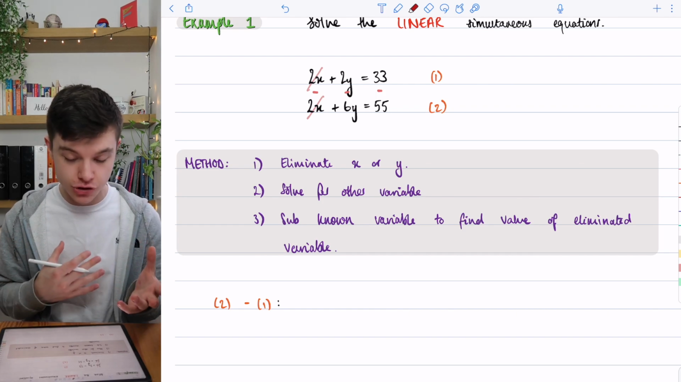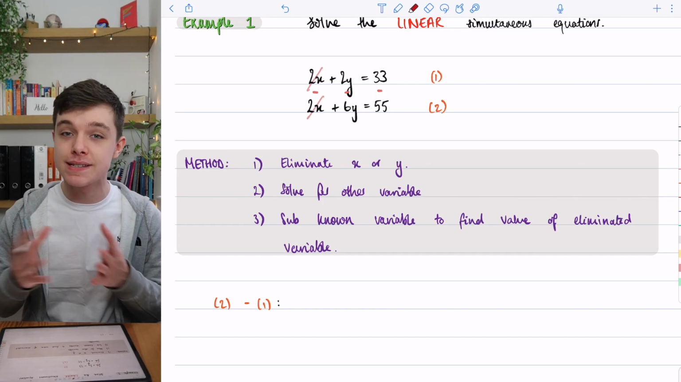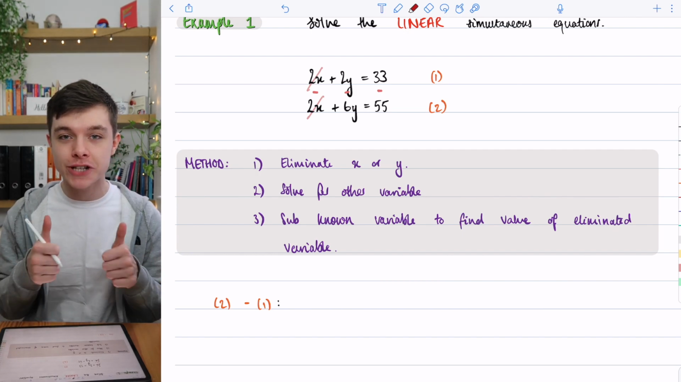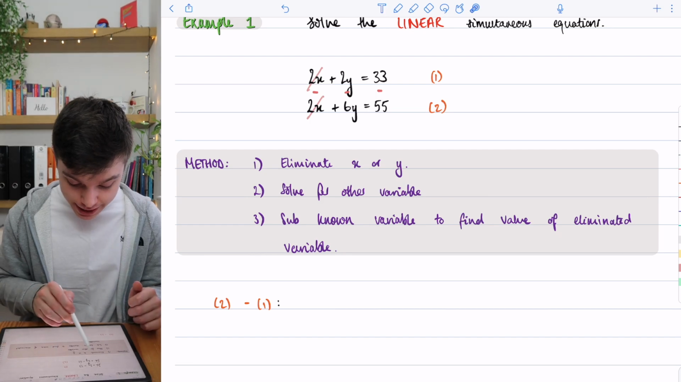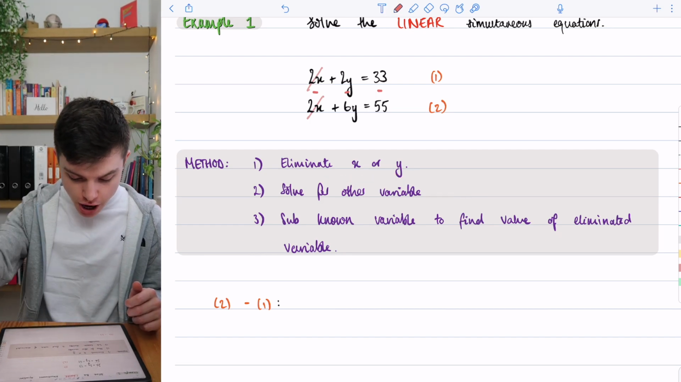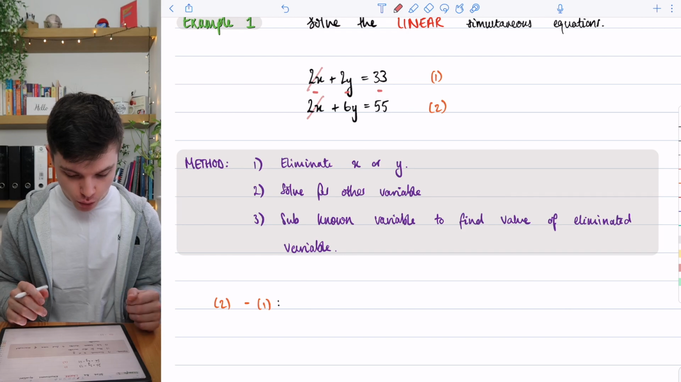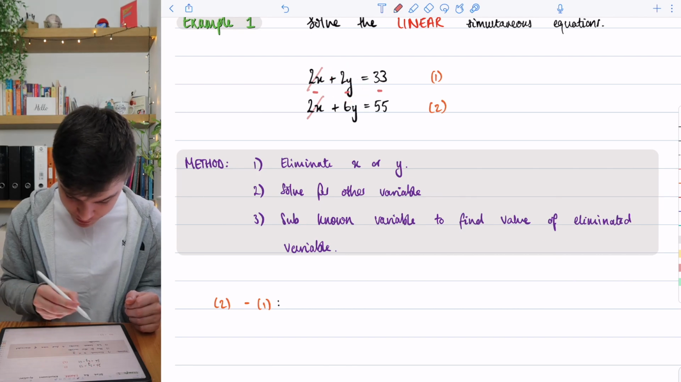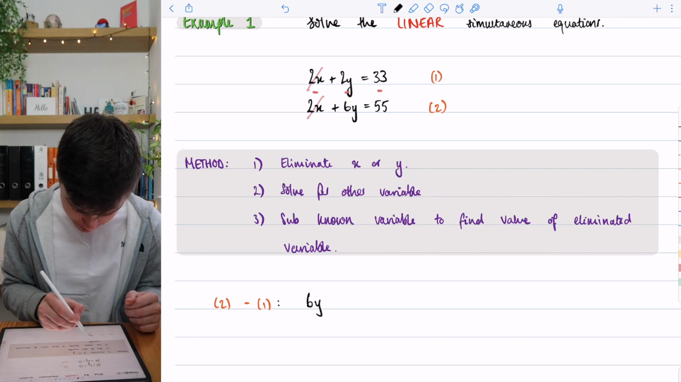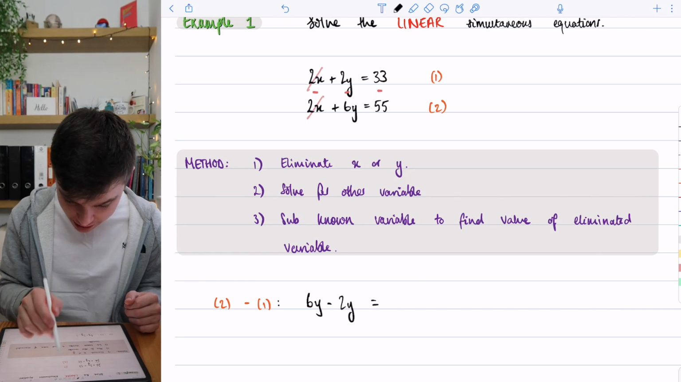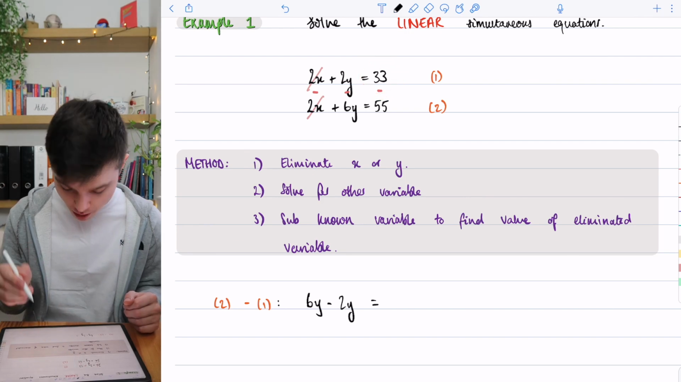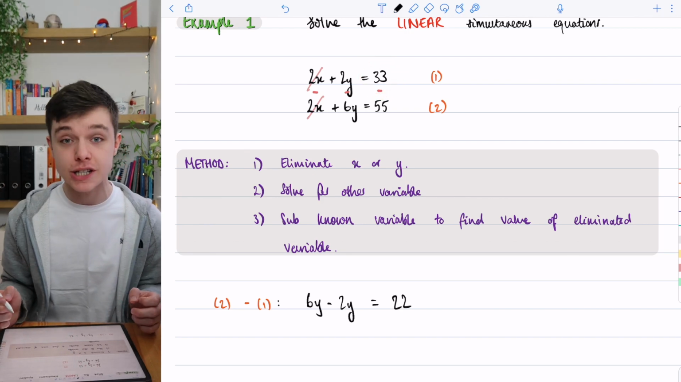going to cancel out because 2x minus 2x gives me 0. So when I subtract them, I end up with no x's. And that's good because we wanted to eliminate either x or y. So let's subtract the other parts of the equation. I've done 2 minus 1, so I'm going to have 6y minus 2y on the left-hand side. And then on the right-hand side, I'm going to have 55 minus 33. And when I do that, I get 22.